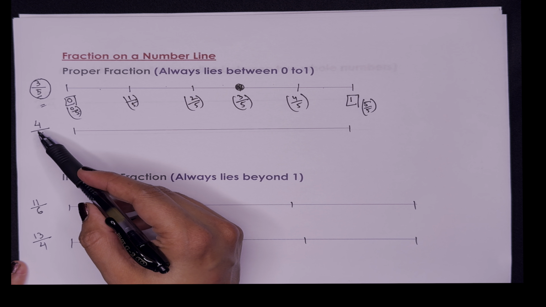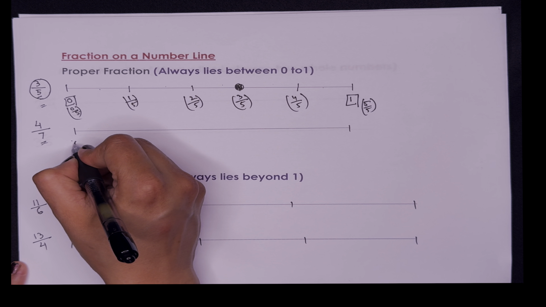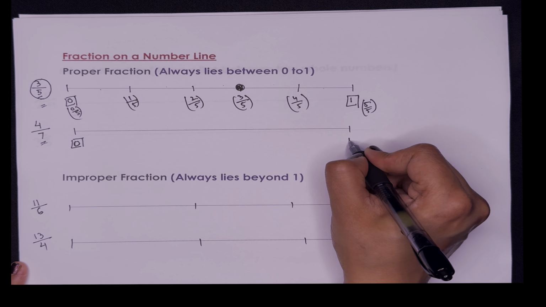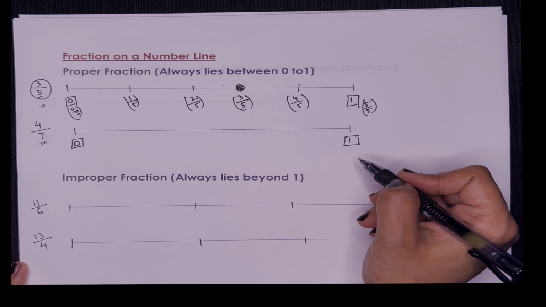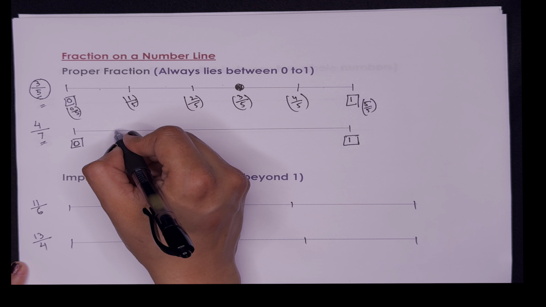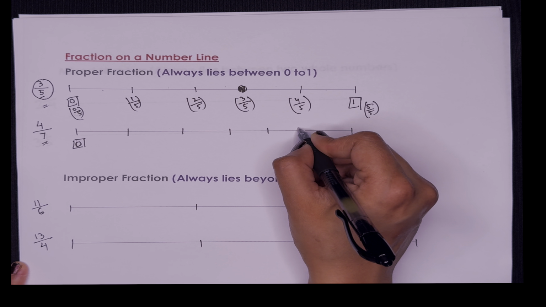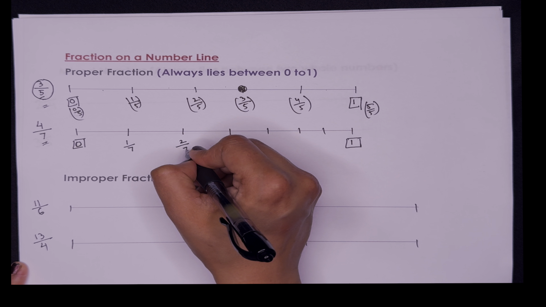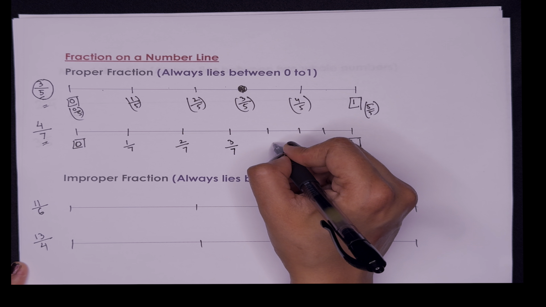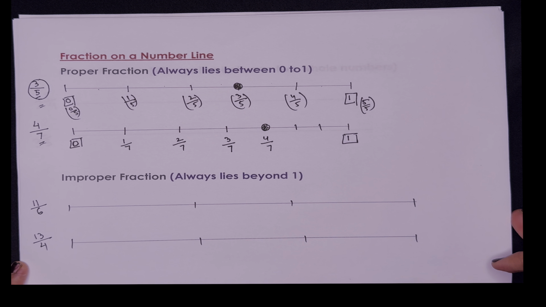Next example, 4 by 7. Here, the denominator is 7. So definitely the initial point will be 0, and the final point will be 1. So between 0 and 1, it will be exactly 7 equal parts. If we make 6 lines, that will give us 7 equal parts. Let's do that. 1, 2, 3, 4, 5, 6. So 0 means 0 by 7, 1 by 7, 2 by 7, 3 by 7, 4 by 7. This is 4 by 7. That is our desired fraction.